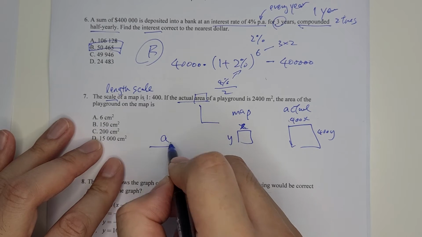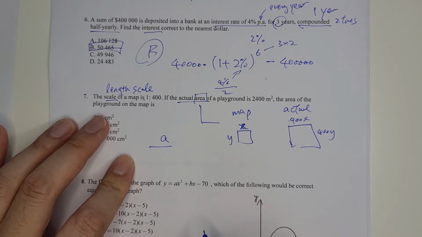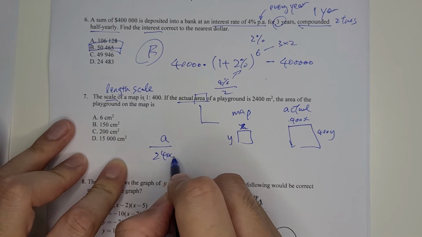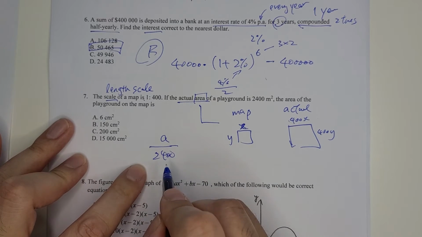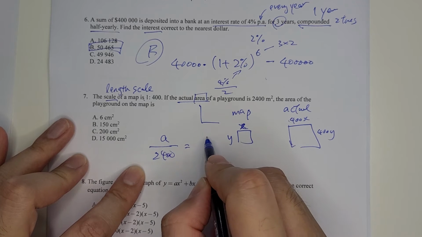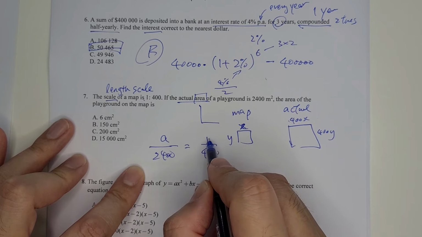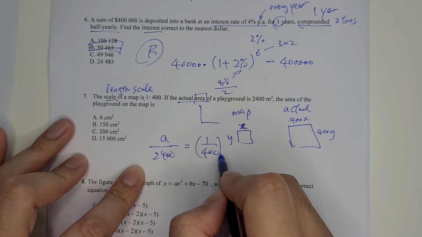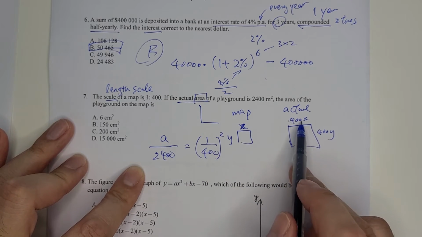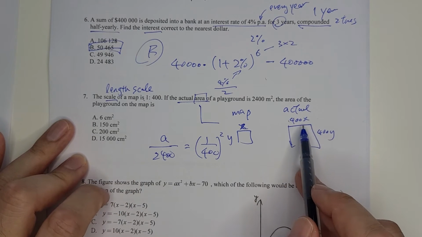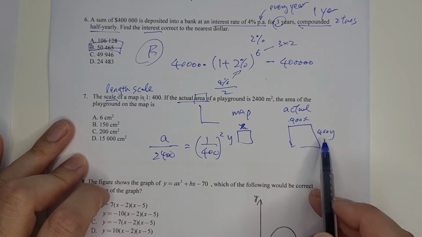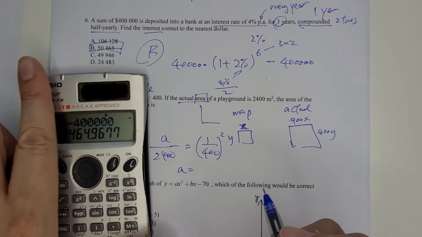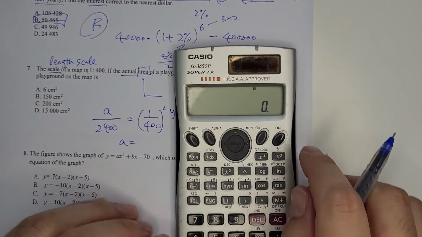We let small letter a be the area on the map. Actual area is 2400 in meter square. Actually, there's a 1 over 400. There's a length on the map over the actual length, but in bracket square. That's a square that comes out. Okay, the width multiplied by 400 times, the width also multiplied by 400 times. So you can find A, but it's not a very big number, it's quite small.